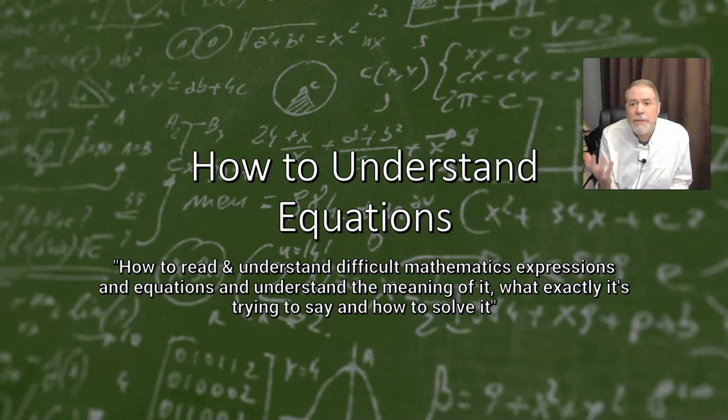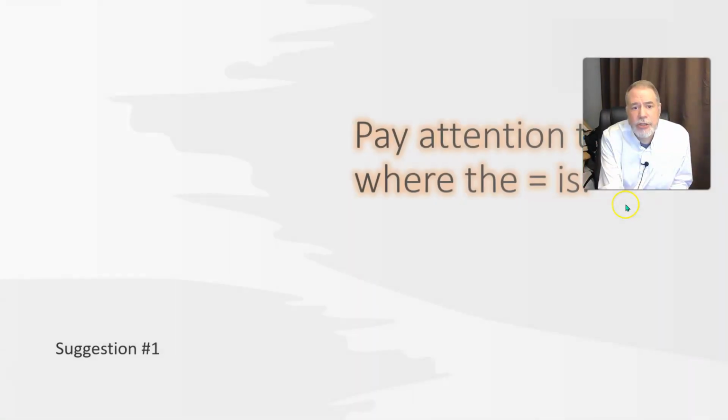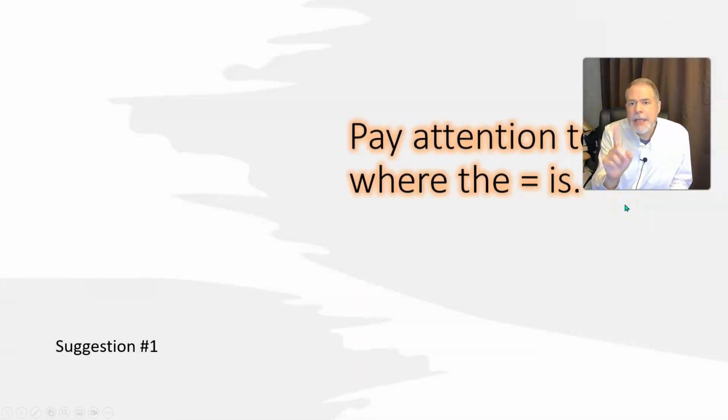I'm going to try to give a few suggestions about what to do with equations or what to look for in an equation, how to understand what it's trying to tell you. And my first suggestion is pay attention to where the equal sign is. That's probably the first thing that jumps out at me when I see an equation. It's got an equal sign in the middle of it somewhere, and I need to keep track of where that is.